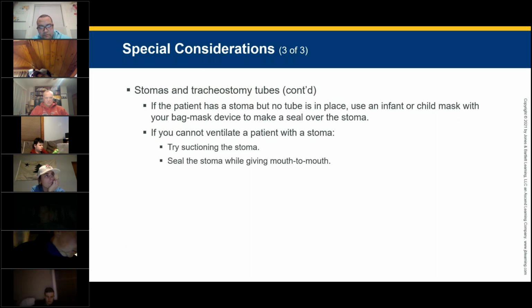Like we talked about before, if you can't ventilate them with the stoma, you can try suctioning using a French tip catheter. If you're going to give mouth to mouth to a patient with a stoma for some reason, you'd want to cover the stoma hole. So if you're ventilating through the stoma, cover the mouth and nose. If you're ventilating through the mouth and nose, cover the stoma. One or the other has to be covered up.